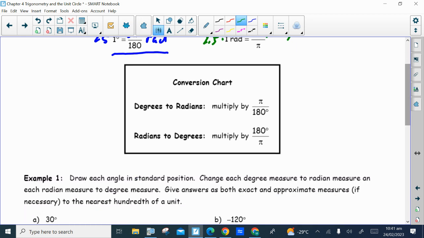This is not on the formula sheet. Okay, you need to remember this. It's either multiplying by 180 and dividing by pi if your answer has to get bigger, which means you're going from radians to degrees, or you're multiplying by pi and dividing by 180, which means your answer has to get smaller, which you would use if you're going from degrees to radians.